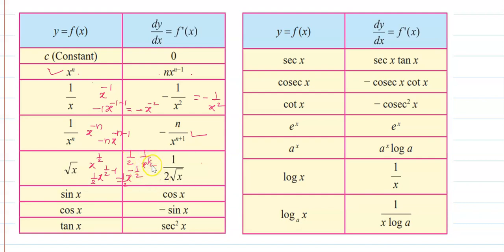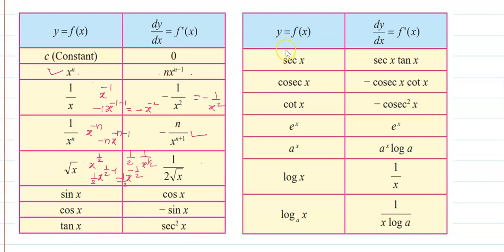1 upon x raised to 1/2 means root x, and hence the derivative of root x is 1 upon 2 times root x. या प्रकारे तुम्हाला तो लक्षात ठेवता येईल. Okay, next the derivative of sin x is cos x, derivative of cos x is minus sin x. प्रत्येकदा ज्यांचे ज्यांचे डेरिव्हेटिव्ह सी ने चालू होतात त्यांचे निगेटिव्ह साइन असतं. Therefore derivative of cos x is minus sin x, derivative of tan x is sec square x.